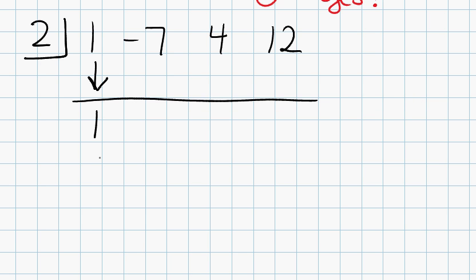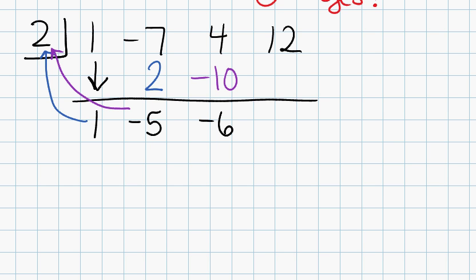So we brought down the leading coefficient. The next step is to multiply. 1 times 2 is 2. After multiplying, we add and we get -5. Next step is to multiply. -5 times 2 is -10. After multiplying, we add. We get -6. After that, we multiply. -6 times 2 is -12. After multiplying, we add. We get 0.